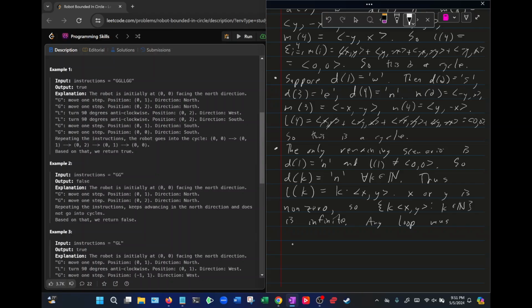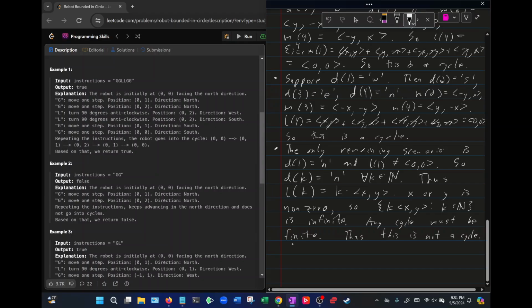Any loop must be finite. Thus, this is not a cycle. Any cycle must be finite. Okay, why must the cycle be finite? Because one way to define this would be to have it be bounded, and any bounded subset of the integer grid is going to be finite. There's only finitely many points.